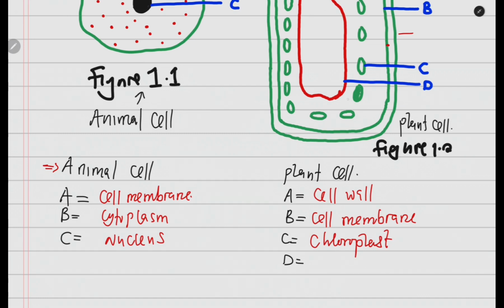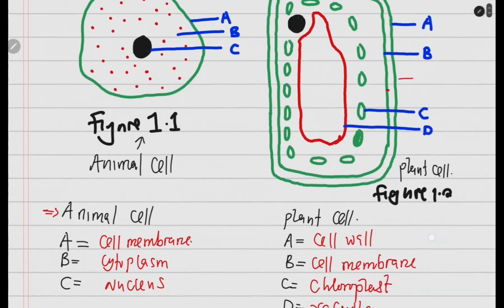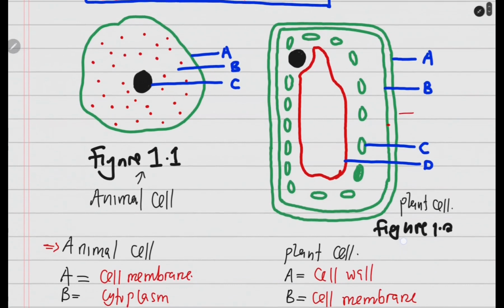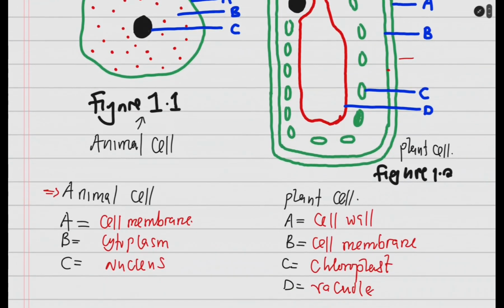So D is the inner part there, this hole in red, and that is what we call the vacuole. Okay, is there any part that I've left? I think that is what we have for this. So with a simple structure for animal cell, you only have 3 visible parts. That is the cell membrane, the cytoplasm, and the nucleus.